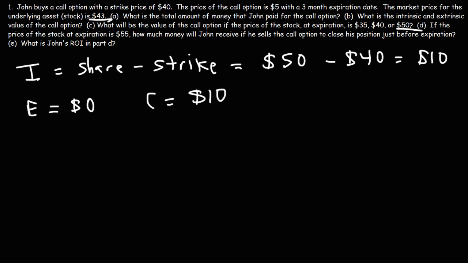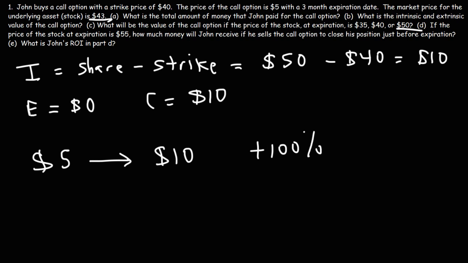So now let's think about what this means. John bought the call option for $5, and now it's worth $10. So he basically doubled his money. He received a 100% return on investment. But in the other two scenarios, where the price of the stock went down from 43 to 40, he lost his $500 investment. And when it went from 43 to 35, the same is true. It really doesn't matter how low the stock goes. The most that he could lose is his original $500 investment.